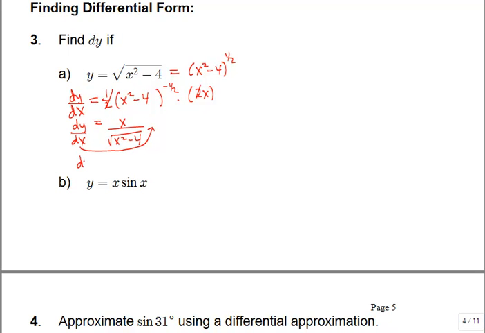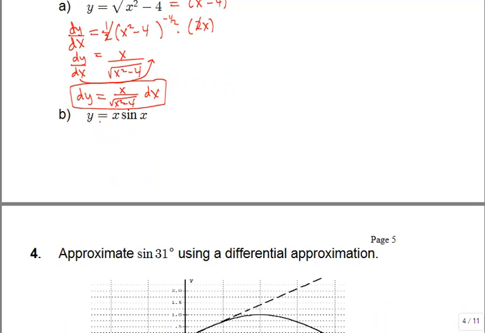So this becomes dy equals x over square root of x squared minus 4 times dx. And that's it. That's all we're doing. We're taking a derivative and we're just putting the dx on the other side. And that's called your differential form. Okay, so let's try it again with this one.